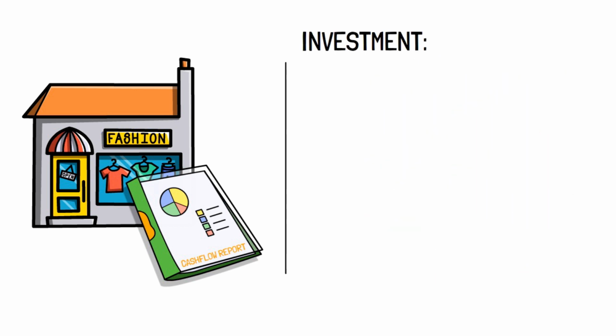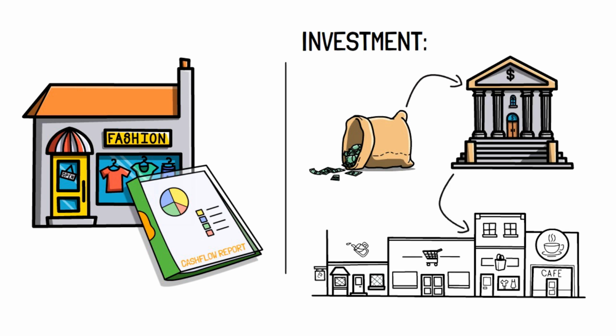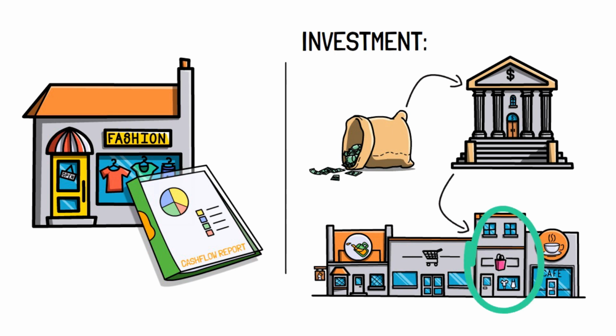The investment component of the cash flow statement looks at the cash that might have been deployed to acquire new assets for the business. For example, spending some of the business's cash in the bank to acquire a new building would be included in this part of the cash flow report.